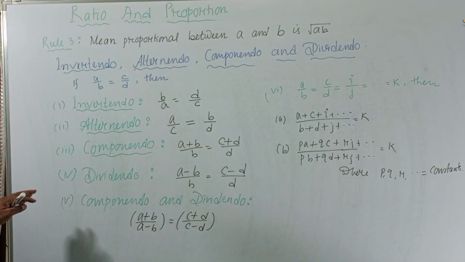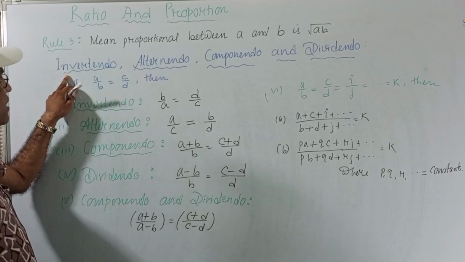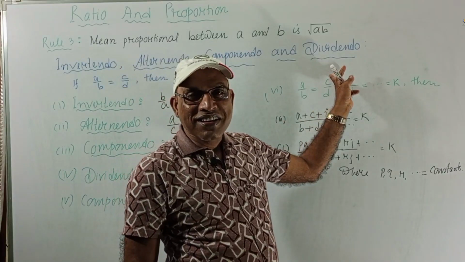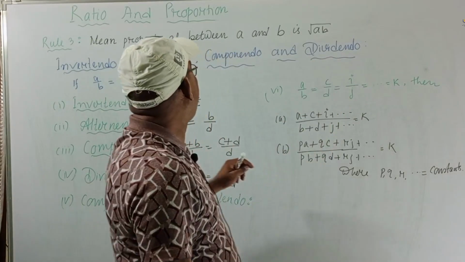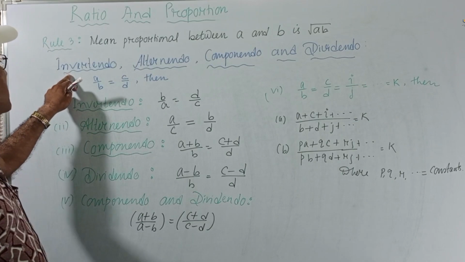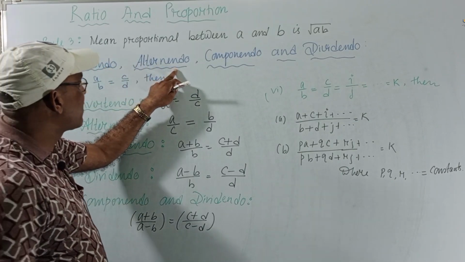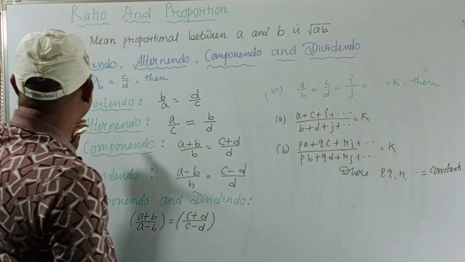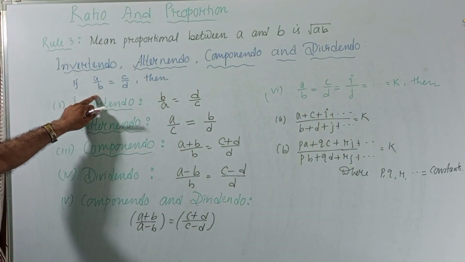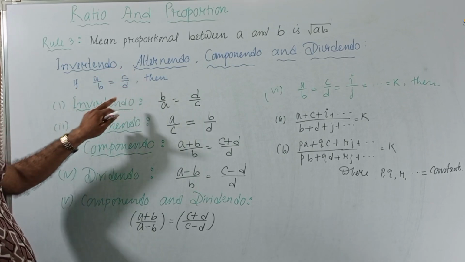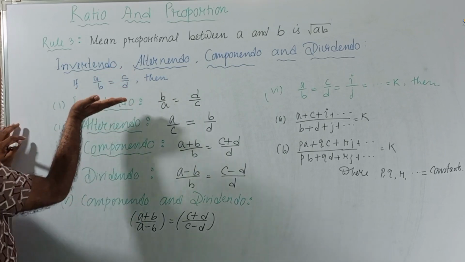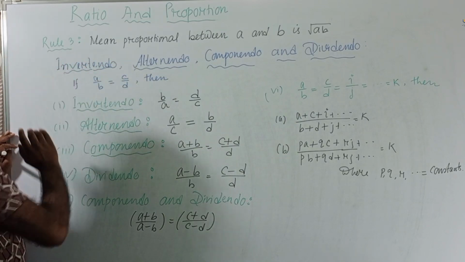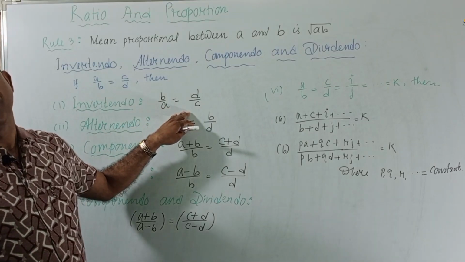Next, we consider the most important things: invertendo, alternando, componendo, and dividendo. There are how many names? 4 names. First is invertendo, alternando, componendo, and dividendo. Now first we consider, if A by B equal to C by D, then invertendo means just we write this one numerator, this one denominator, this one numerator, and this one denominator. This is called invertendo. Inverse.